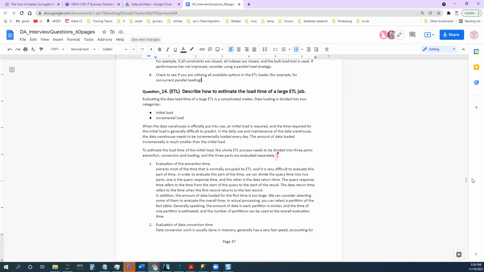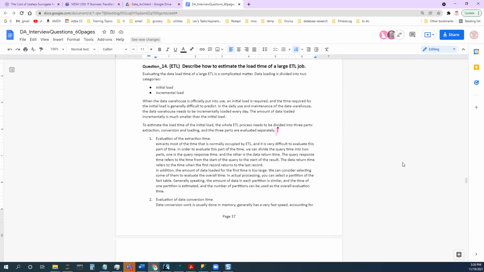To estimate the load time of the initial load, the whole ETL process needs to be divided into three parts: extraction, conversion, and loading, and the three parts are evaluated separately. Evaluation of the extraction time. Extraction normally occupies most of the ETL time and is very difficult to evaluate. In order to evaluate this part of the time, we can divide query time into two parts. One is the query response time, and the other is the data return time. The query response time refers to the time from the start of the query to the start of the result. The data return time refers to the time from when the first record returns to the last record.